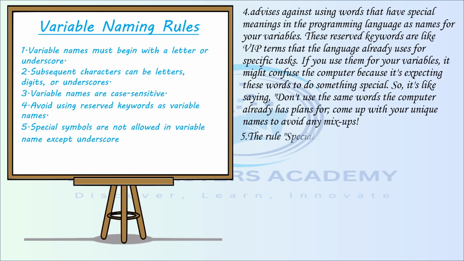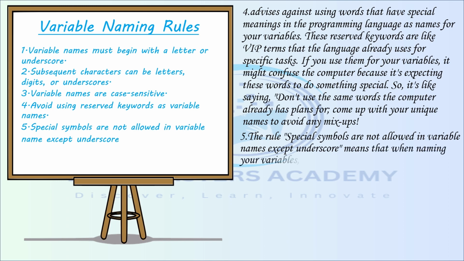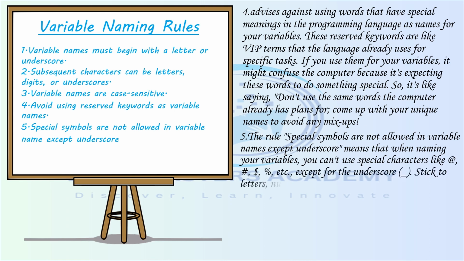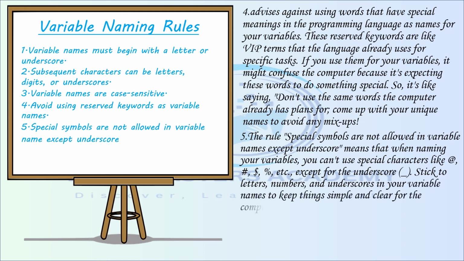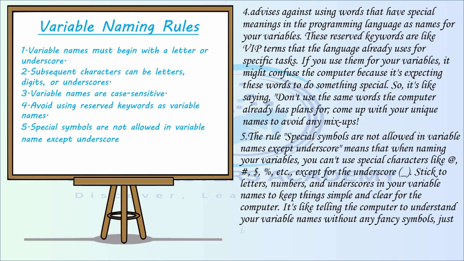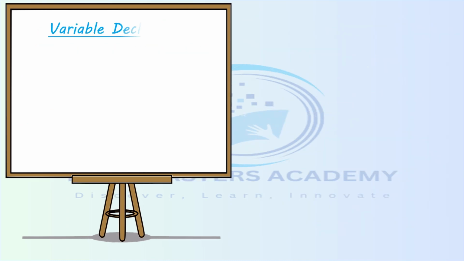Number 5. The rule, special symbols are not allowed in variable names except underscore, means that when naming your variables, you can't use special characters like #, hashtag, $, %, etc., except for the underscore. Stick to letters, numbers, and underscores in your variable names to keep things simple and clear for the computer. It's like telling the computer to understand your variable names without any fancy symbols, just letters, numbers, and underscores.